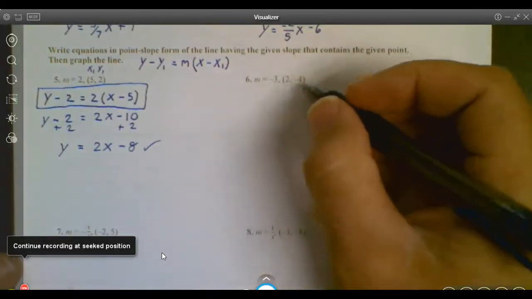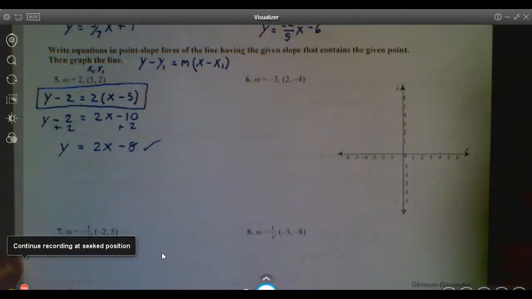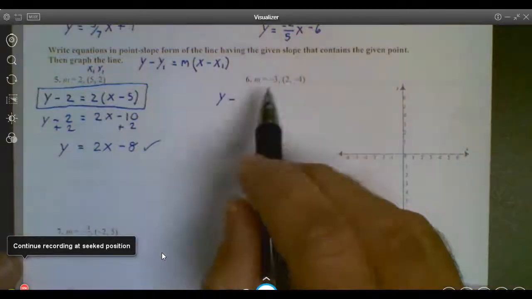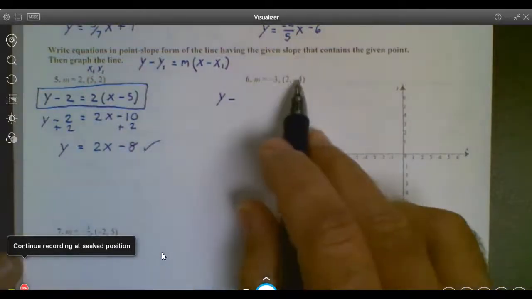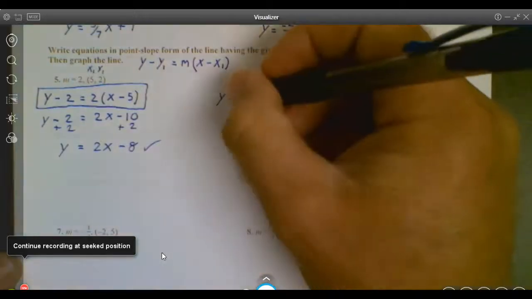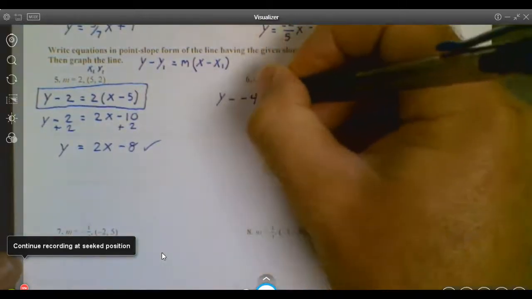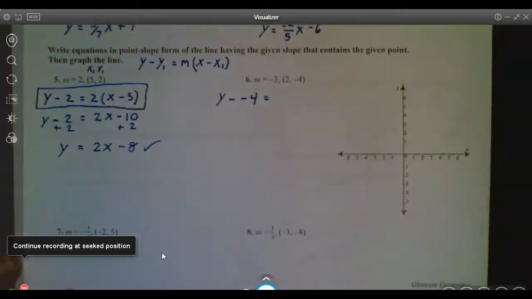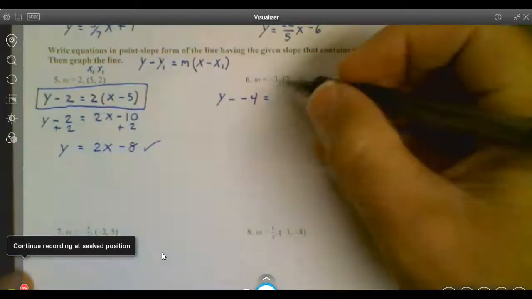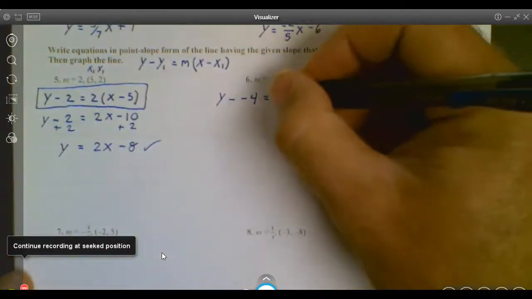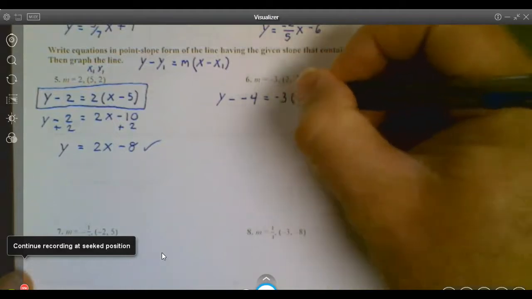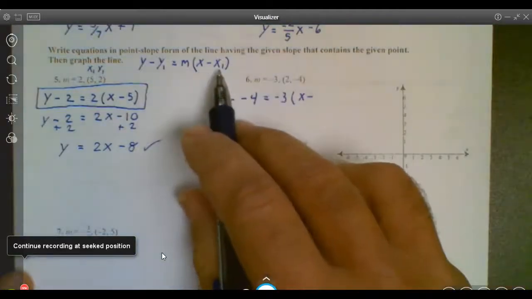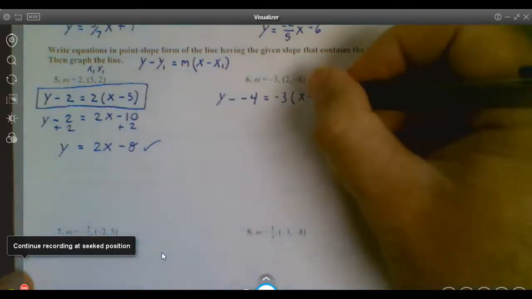So again, I have a slope, I have a point, which means I want to plug into point slope. So we're going to replace this little y sub 1 with the y coordinate, which is -4. Watch out for your signs. We do have a double negative here. This is going to end up being y plus 4. We're going to plug -3 in for our slope. And we're going to plug the 2 in for the x coordinate.